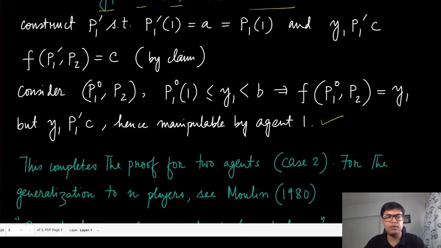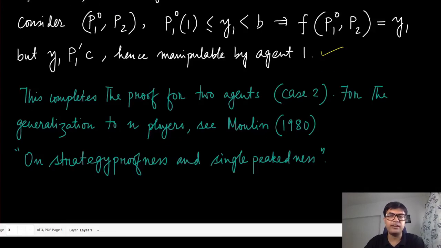For the n number of agents, you can take a look at the original paper which proves it. This is a highly readable paper and also interesting to read. The title of this paper is On Strategy Proofness and Single Peakedness. It gives a ton of results that we have proved in the previous module and in this module.